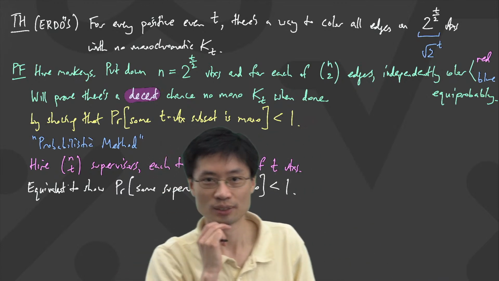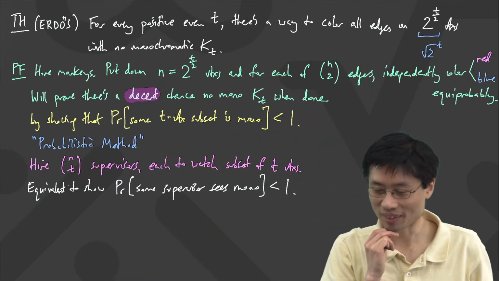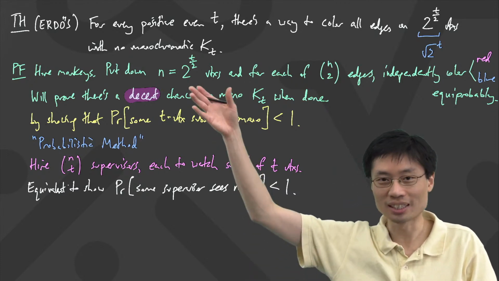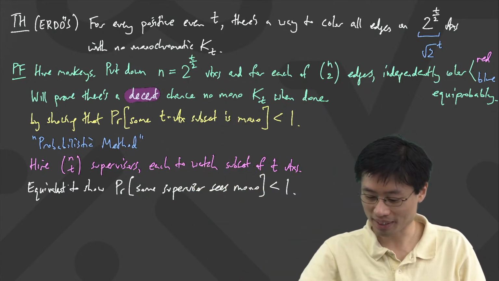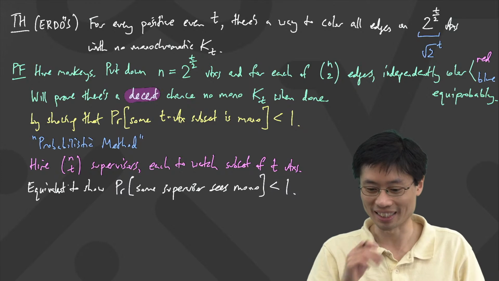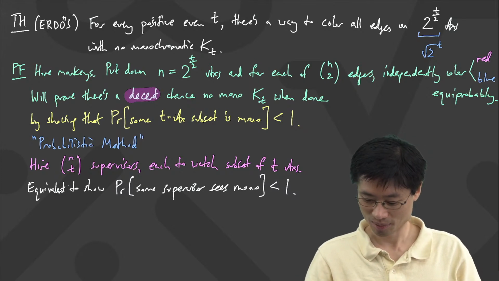Advait, I have an idea. You have an idea. Okay, so first of all, we're all down to here now. We just need to know what's the probability that some supervisor sees mono. What's your idea? It's about that. So the sum is also too hard.